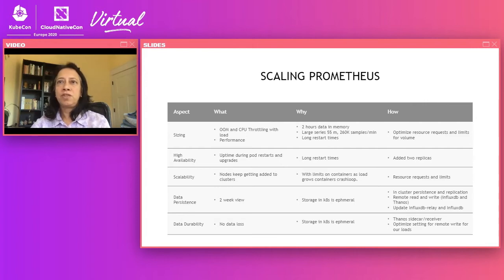There were some trickier challenges we hit. The first of this was data persistence. We needed the metrics to always be available for viewing. For this, we needed to add in-cluster persistence with replication. We used InfluxDB for remote read and write to cover this. This worked well up to a certain load, after which we started seeing data gaps.